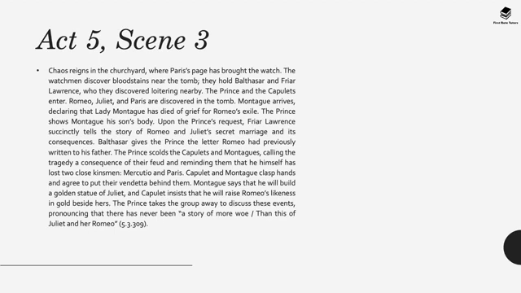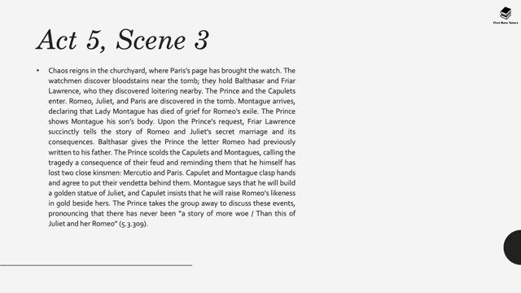Chaos then reigns in the churchyard, where Paris's page has brought the watch. The watchmen discover the bloodstains near the tomb, and they hold Balthazar and Friar Laurence, who are discovered loitering nearby. The prince and the Capulets then enter, and Romeo, Juliet, and Paris are discovered in the tomb. Lord Montague arrives, declaring that Lady Montague has died of grief for Romeo's exile. The prince shows Montague his son's body, and upon the prince's request, Friar Laurence succinctly tells the story of Romeo and Juliet's secret marriage and its consequences.